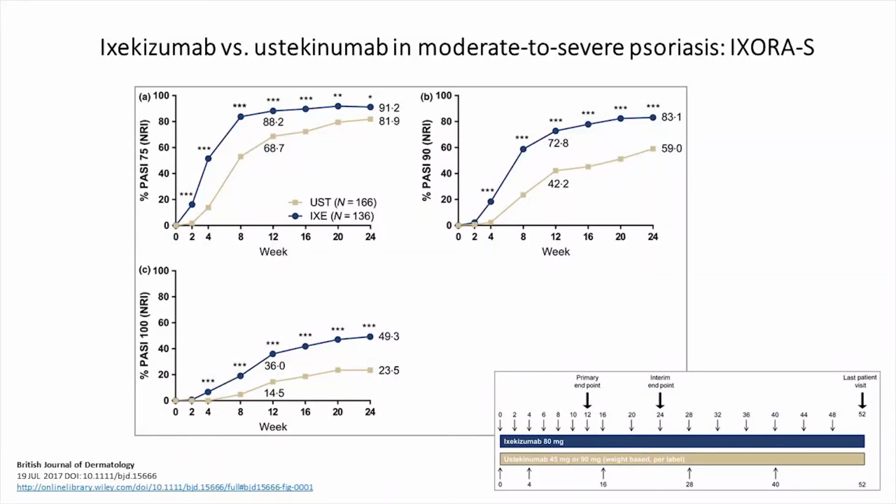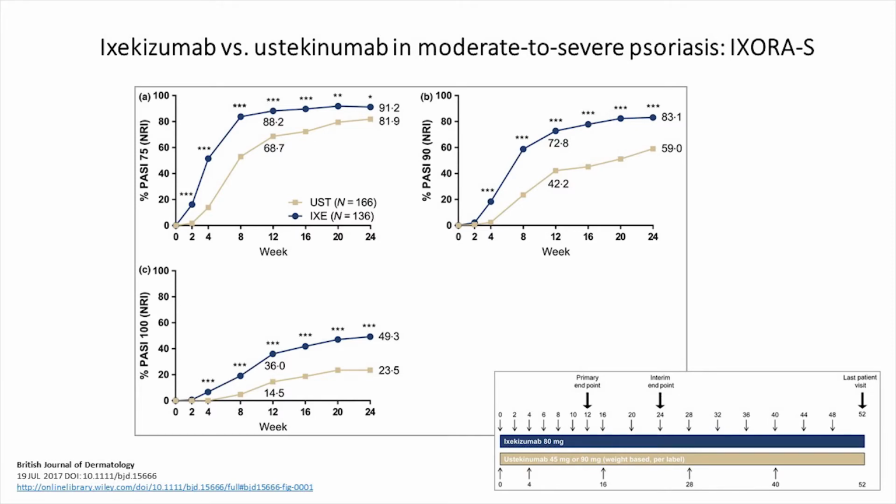And here we have it again, our Stelara comparator study, our Ustekinumab comparator study. This is IXORA-S. This is the study design: Ixekizumab given every 2 weeks to week 16 and then every 4 weeks thereafter versus standard weight-based dosing for Ustekinumab. This is looking out to 24 weeks, and especially initially, looking at PASI 75 responses, we see a little faster response here.